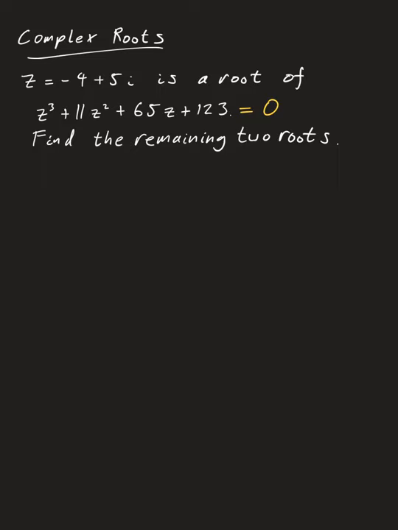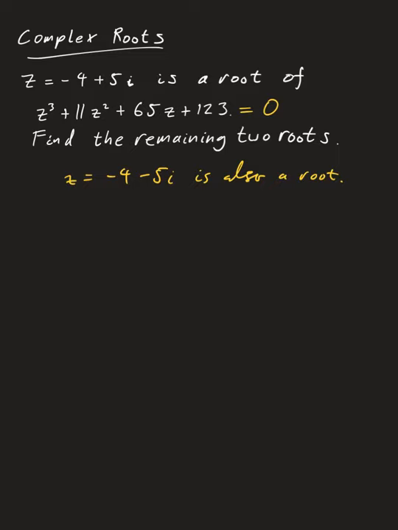So the first step, I have one root, that's minus 4 plus 5i. Since this is a polynomial with real coefficients, so there's no complex numbers in front of the z's here, I have z cubed plus 11z squared plus 65z plus 123, so that 11, 65 and 123 are all real numbers. I know that any root of this equation will have its complex conjugate also be a root. So z is equal to minus 4 minus 5i is also a root.